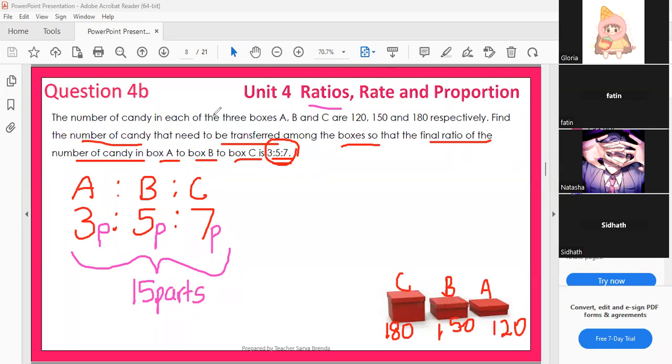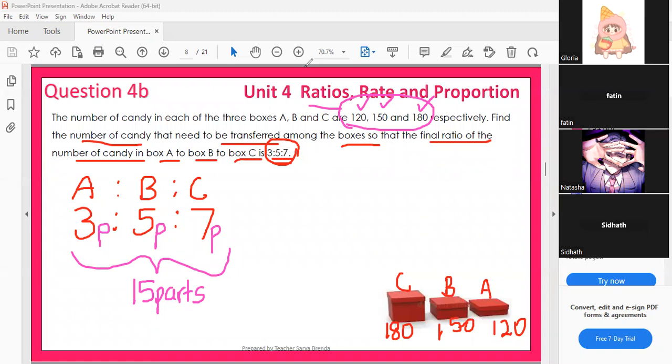And how many so-called candies do we have to deal with? What is 120 plus 150 plus 180? What's the number? Add the candies, tell me. How many candies do we have to deal with?